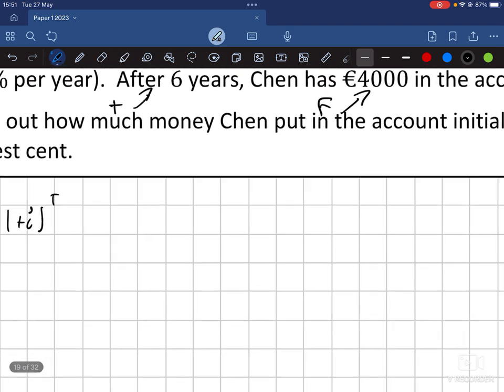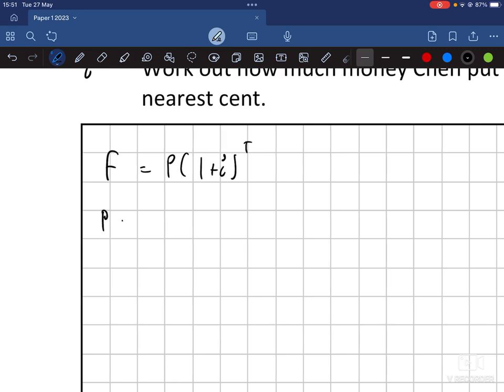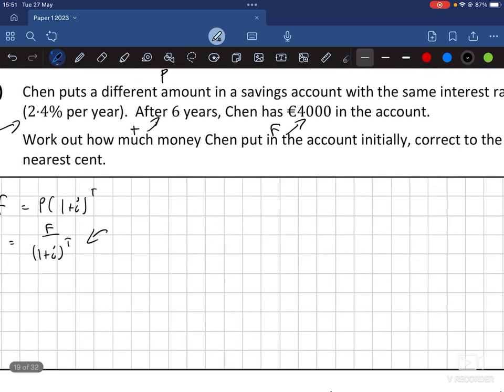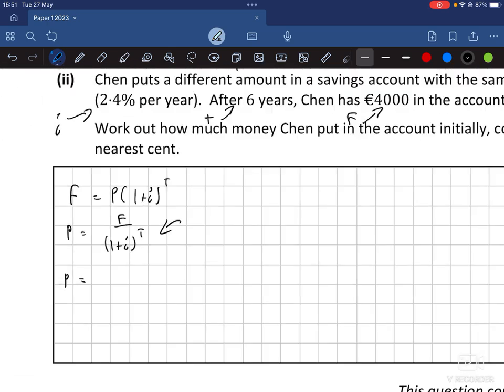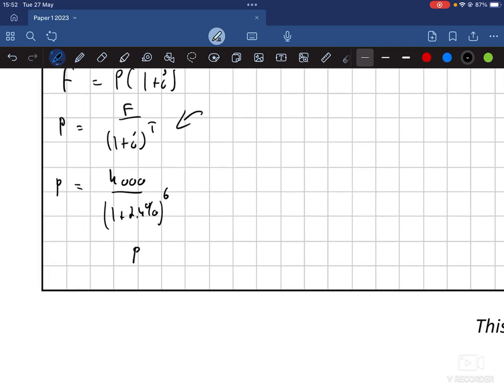Now F, we're told, is 4,000. Actually, sorry, you know what we'll do? We're going to use a similar formula, because it's going to make it easier. It's derived from the first formula, but anyway, we're going to use this one here. So we're looking for P. So all we do is sub in. So what's F? 4,000 divided by 1 plus 2.4% raised to the power of 6, because t is 6. And yeah, put that into your calculator and you'll get €3,469.45.